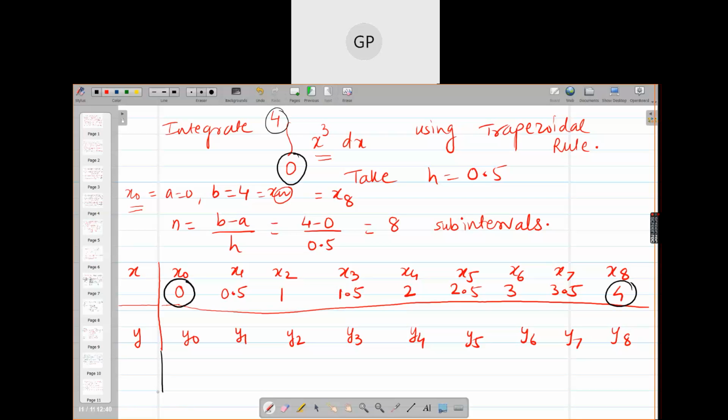So what is y0? What is 0 cube? 0. y is equal to x cube, given to us. What is the function given? Y equals x cubed. Yes. So 0 cube is 0. 0.5 cube is 0.125. 1 cube is 1. Now 1.5 cube is 3.375. 2 cube is 8.